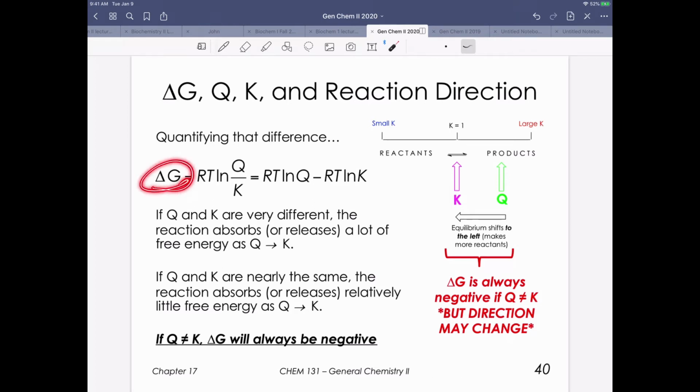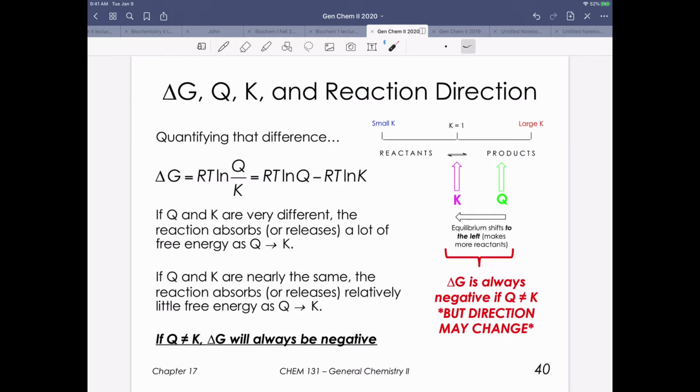One of the things we're going to see here, an important equation that we're going to derive, is delta G equals RT times the ln of the ratio of Q over K. Now see if this makes sense. If Q is equal to K, then this becomes a 1. The ln of 1 is 0, so delta G becomes 0. For a reaction that's at equilibrium, delta G is 0. That's a really important concept to remember: when delta G equals 0, we are at equilibrium. How far off we are from equilibrium has to do with the difference between Q and K.